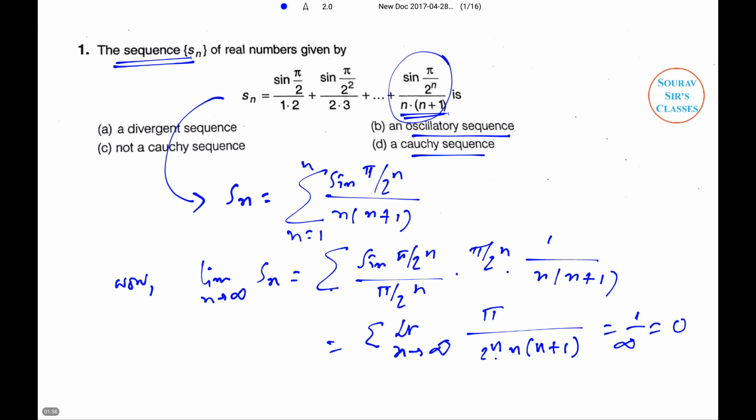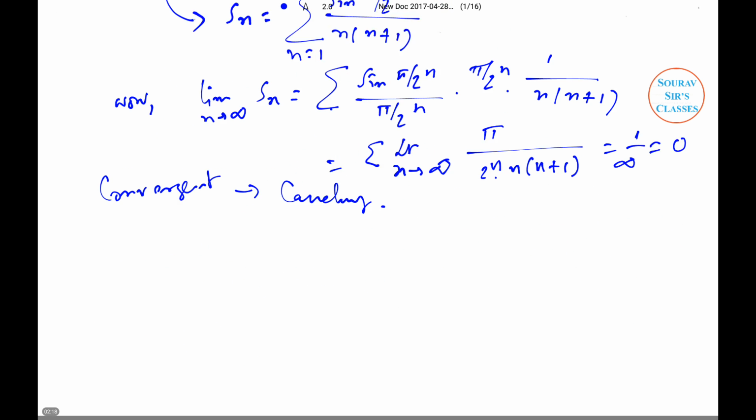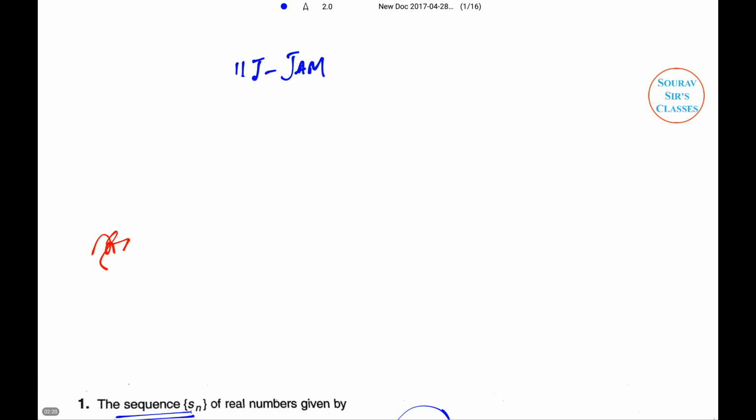Hence, as this part is converging to a particular value, this must be a convergent sequence, and we know that every convergent sequence is a Cauchy sequence. So convergent, hence it is Cauchy. So the first sum, option is D. Now we are proceeding to our second sum in this question paper.